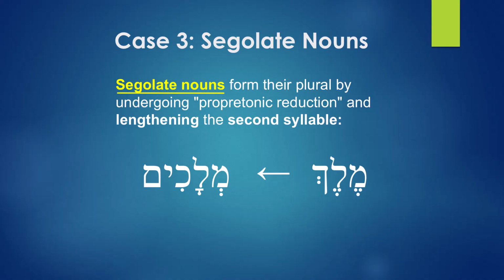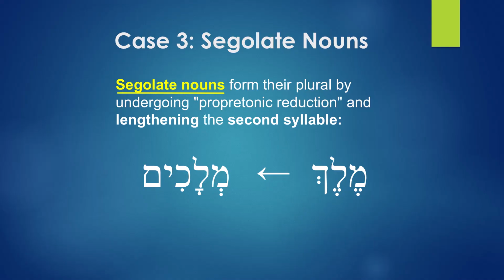What do we mean by they are accented on the first syllable? When you're pronouncing a word that has two segols, you don't emphasize the last part of the word. You emphasize the first part of the word. So instead of saying melek, you say melek. Why? Because in Hebrew, most of the time we emphasize the last part of the word. But if a noun is a segolate noun, you always emphasize the first part of the word.